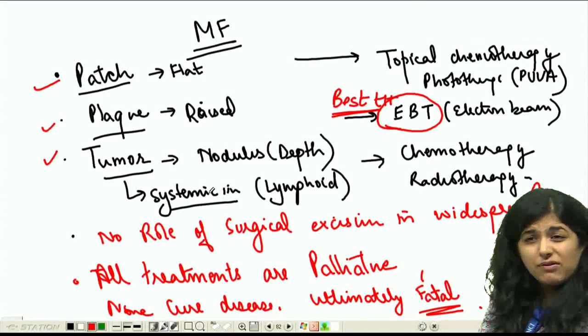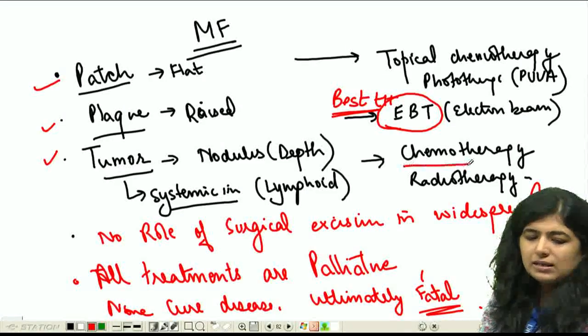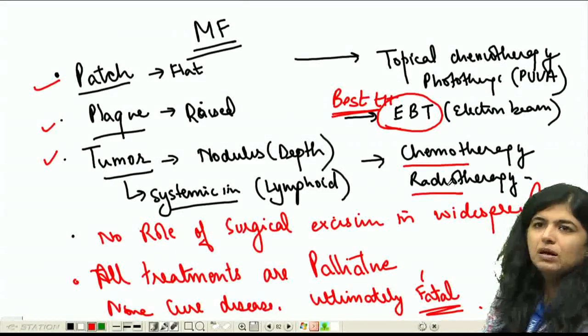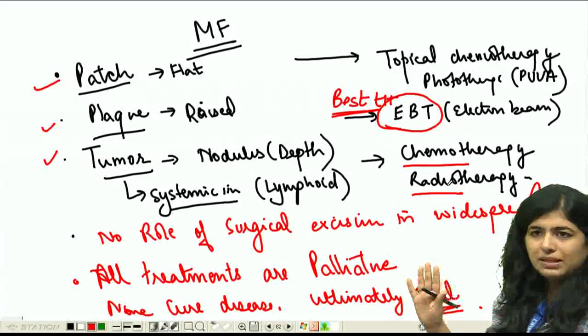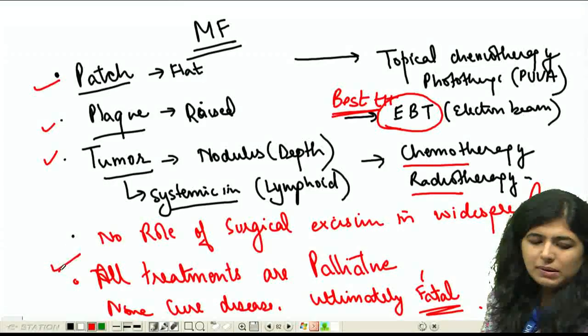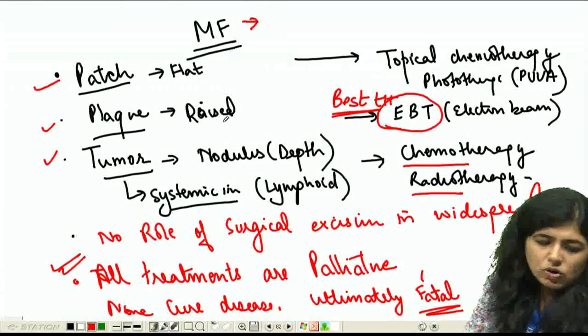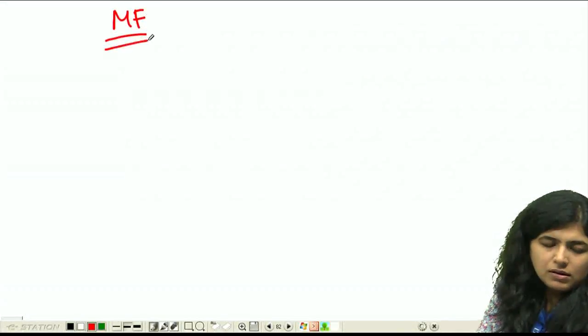Okay, if it specifically will ask you in the tumor stage which is the best form of treatment, then yes, chemotherapy and radiotherapy. If there is no stage mentioned and just treatment is asked, best is electron beam therapy. Okay, and it is an ultimately fatal disease. All treatments are palliative.